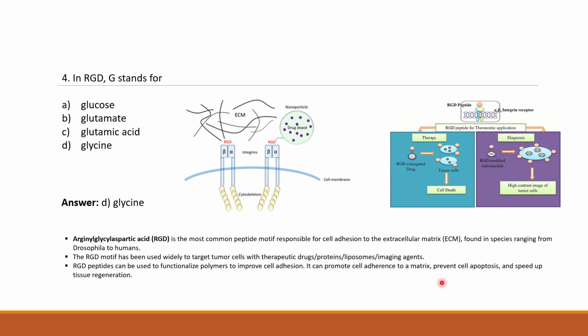So then in diagnosis, it is tagged with some radio-labeled substance or some motif or some visually contrasting agent, which will then go and bind to the cell, to the integrins, and then it will take up the tag, and the tag will then give you contrast while imaging.